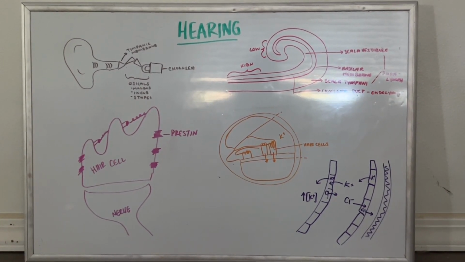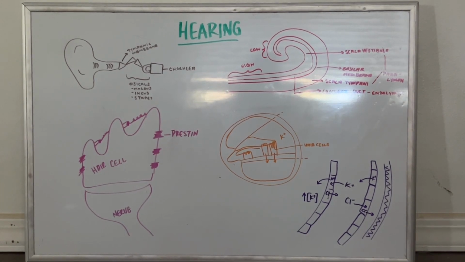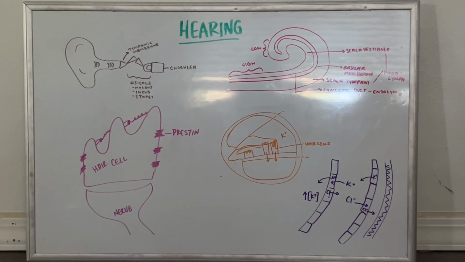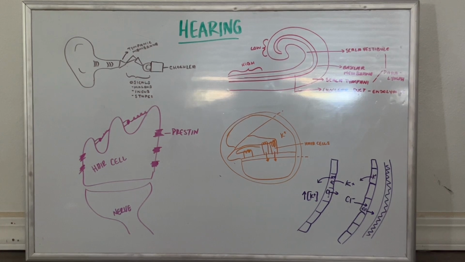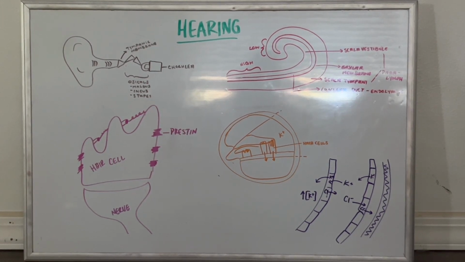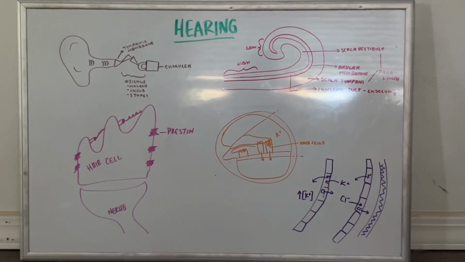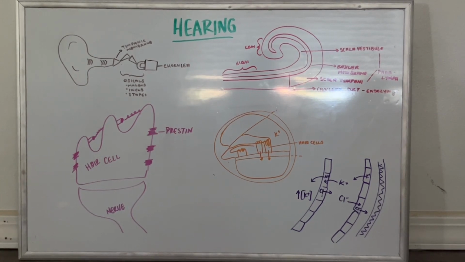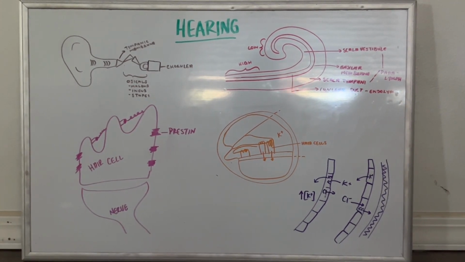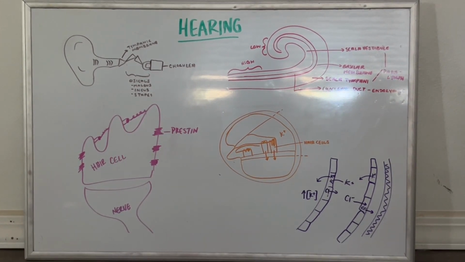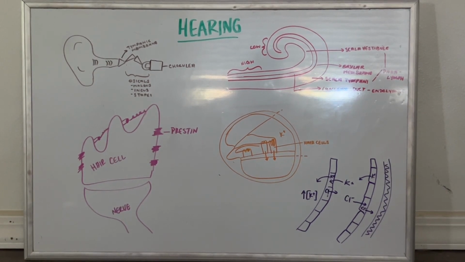The oval window communicates with the scala vestibuli. When the stapes vibrates in the oval window, it causes vibrations in the fluid of the scala vestibuli. These vibrations travel to the helicotrema, where the scala vestibuli becomes the scala tympani, ending at the round window, which acts as a pressure release valve.